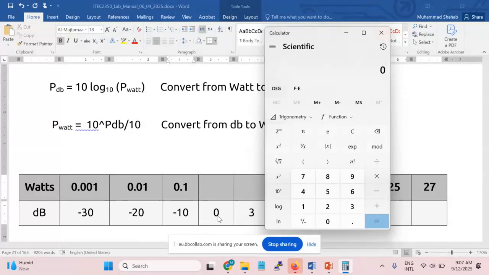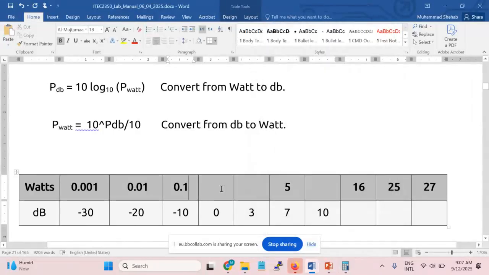When I have 0 dB, how much does it equal in watt? Does 0 dB equal 0 in watt, or equal 1, or what does it equal? Let us calculate. 0 in dB divided by 10 is 0, since 0 divided by anything is 0. 10 power 0 equals 1, since anything power 0 equals 1. So 10 power 0 equals 1.